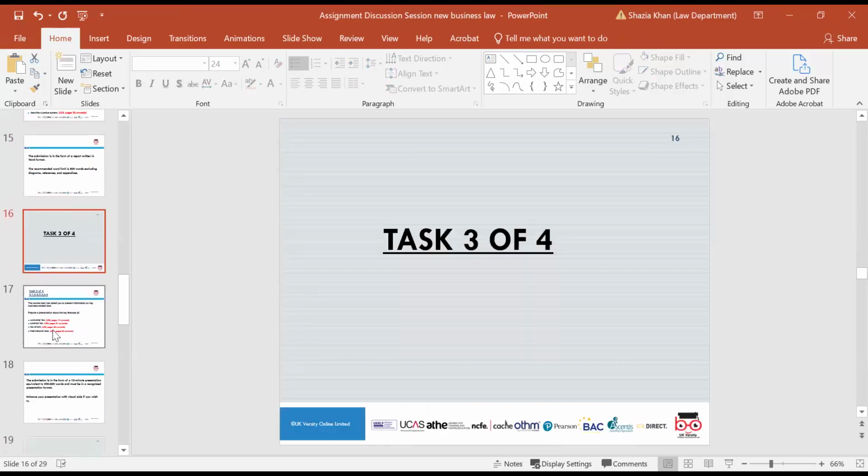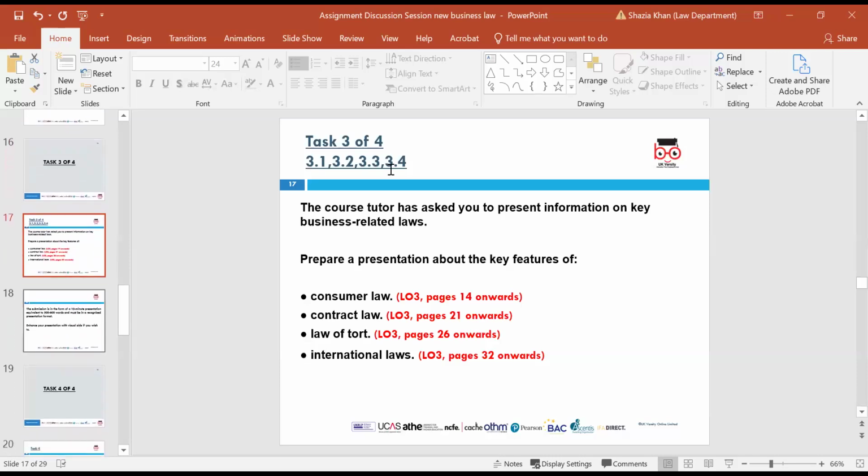Task 3 of 4. You've got to look at learning outcome 3, 3.1, 3.2, 3.3, and 3.4. The course tutor in task 3 has asked you to present information on key business related laws. Prepare a presentation about the key features. So you need to do a PowerPoint presentation about each of the elements there.